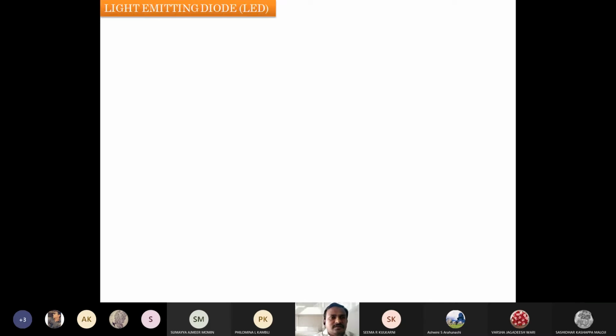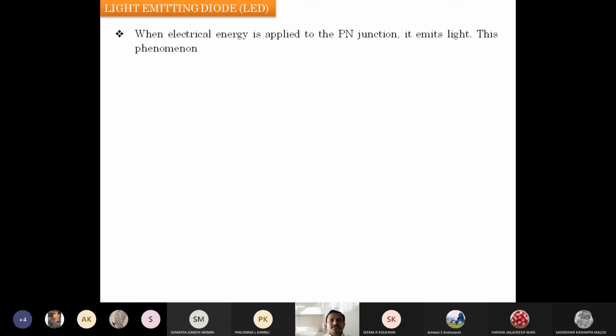Another concept is the light emitting diode. This light emitting diode is a device, and obviously we are already familiar with these components, which convert electrical energy into light energy. It means if you supply electricity to these components, they are going to produce light. Okay. So if you go for the concept, when electrical energy is applied to the PN junction, it emits light.